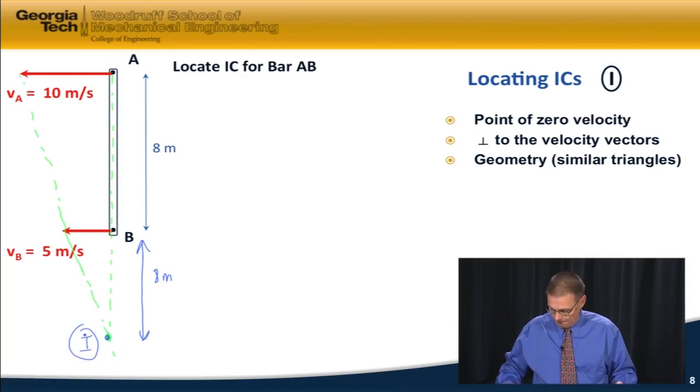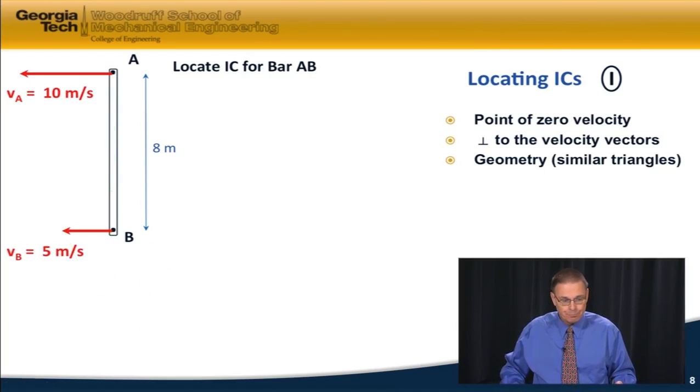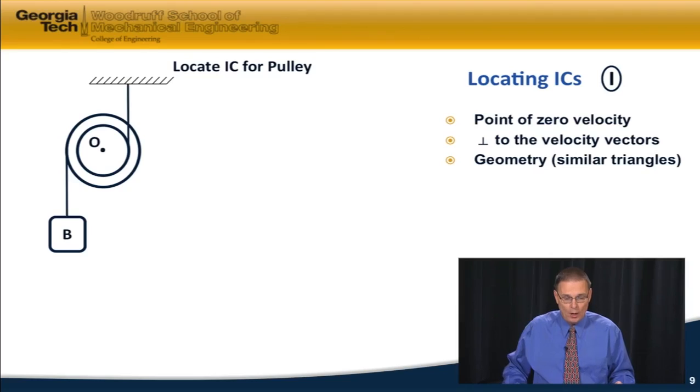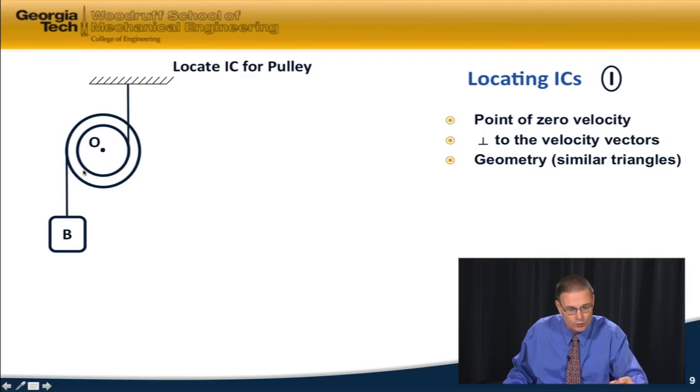Okay, let's have you do some on your own. I want you to locate the IC for this pulley, and come on back and we'll look at it together. Let me explain what's going on here first. We've got a cable or a cord wrapped around the inner drum of this pulley, and on the outer drum we have another cable that's attached to this block B, and so this thing is unwinding and rolling down. I want you to find the IC for the pulley itself.